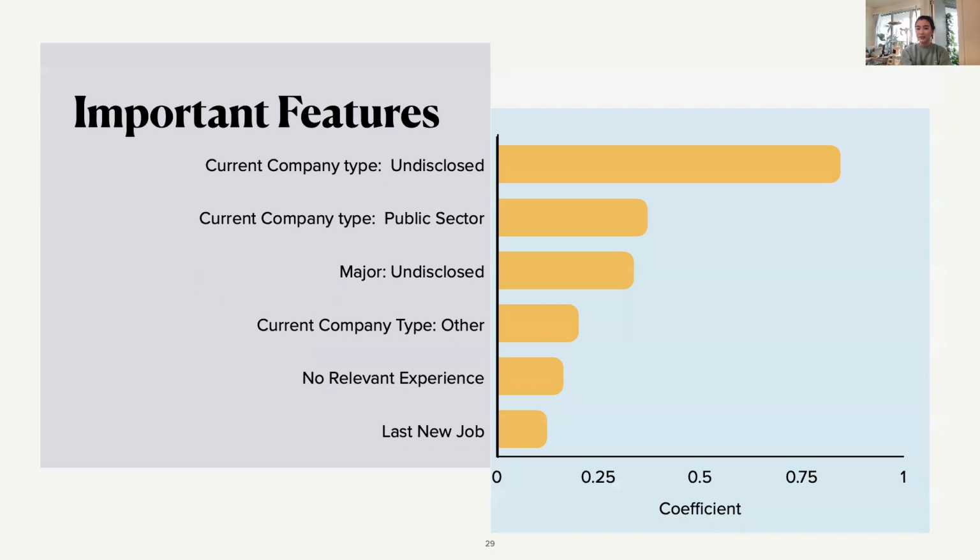That being said, the model not only tells you the numbers, but also analyzes what features are important based on the coefficients. For example, the candidate's current company type may play an important role, or like those who did not disclose their information could have a higher chance to be a switcher.